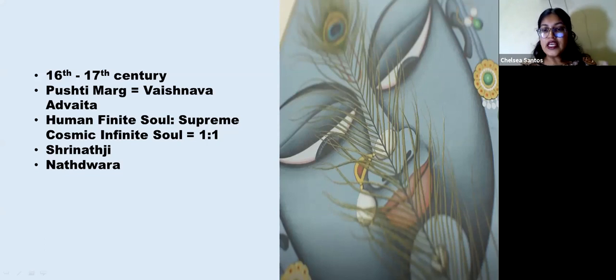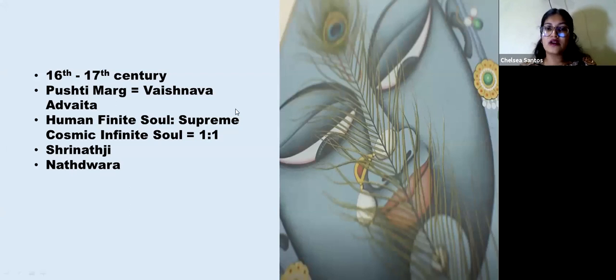And in order to connect with the supreme cosmic infinite soul, which is essentially God, which is here in this case a Vaishnav God, one has to follow the Pushti Marg, or the path of grace and love and devotion. And essentially this is reflected in the art itself. The god right here is Srinathji. Who is Srinathji? Srinathji is a form of Sri Krishna, and we'll be talking a little bit more about it in the next slide.